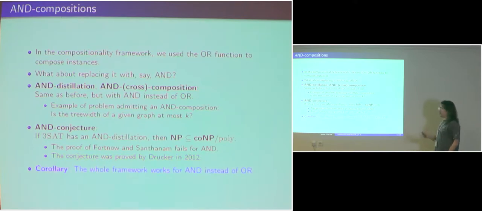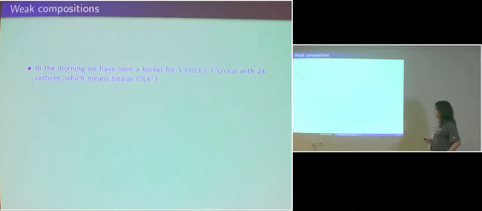So basically the corollary of all this story is that you can just replace in the whole framework OR with AND and everything works. But in practice, most problems that we are dealing with actually admit natural OR compositions rather than AND compositions. The number of problems with AND composition is somewhat limited. Good. Okay, so this was about AND composition.